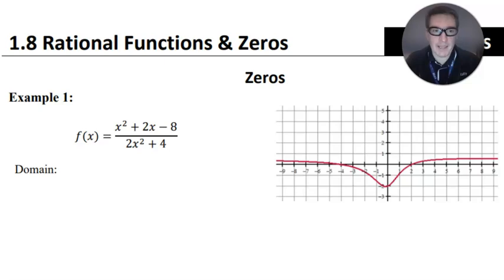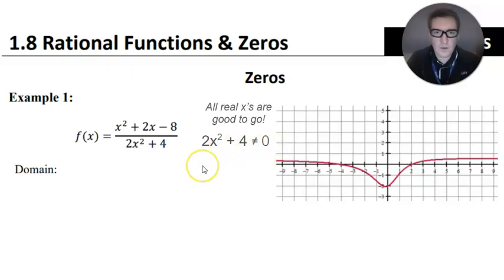With that, we can begin with example 1, which is this rational function. On top, we have a quadratic, and on bottom, we have a quadratic. And the first question we have to ask is, what is the domain? Well, remember the rule. The denominator can never equal 0. 2x squared plus 4 can never equal 0. If that's the case, then we can say that all real x's are good to go.